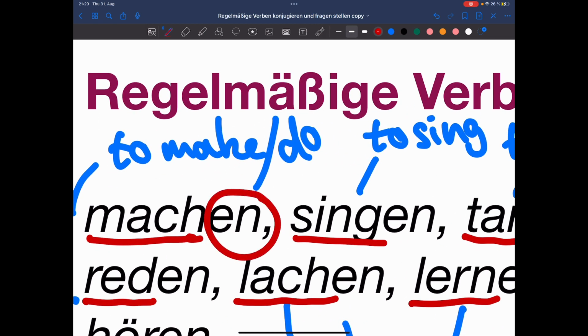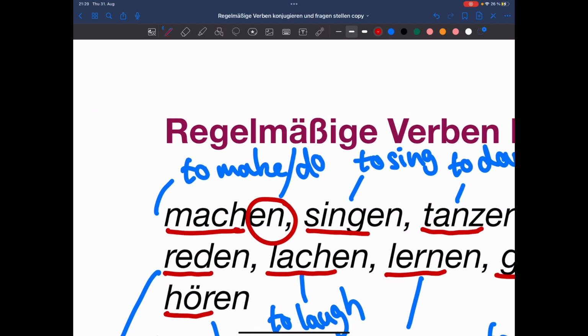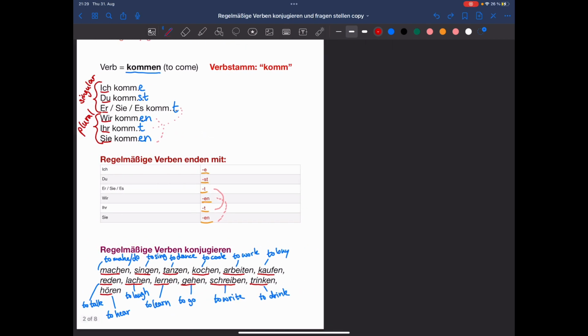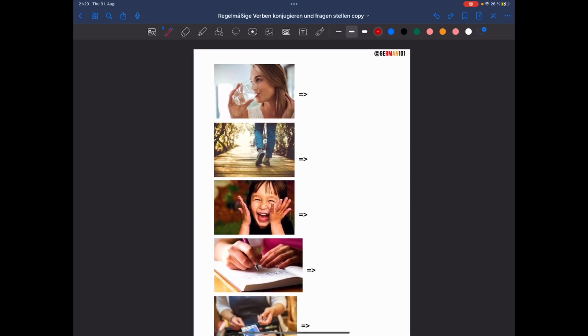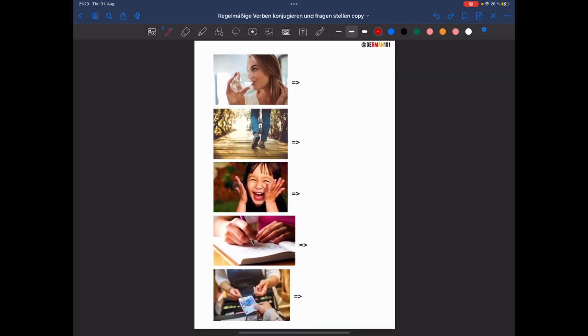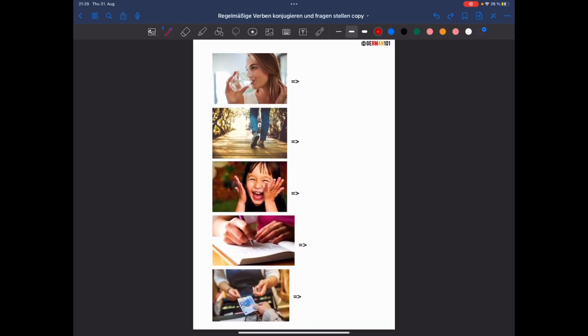So basically how to find the verb stem is you just get rid of the en and then you have the verb stem, mach. But some verbs end with ln or ern. There are just a couple of verbs that end with different endings. Okay, let's move on.